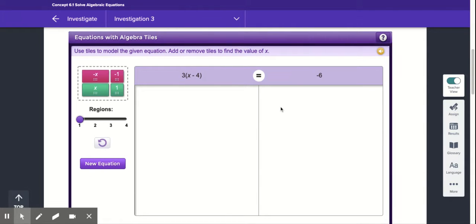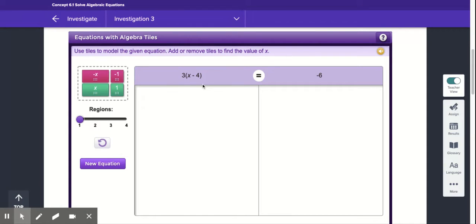Algebra tiles are just a way to show the expression. So threes would be represented with numbers, x's would be represented with the boxes, okay? And then obviously -4 would be represented with -4.